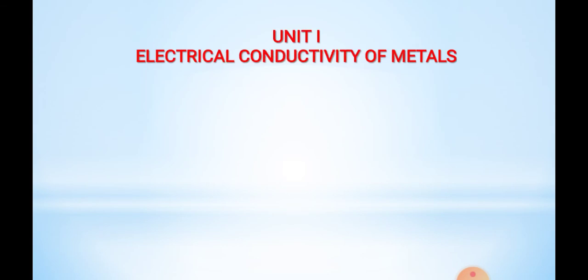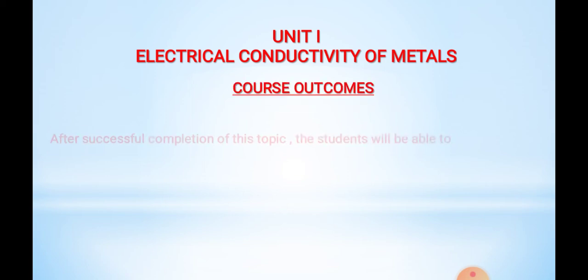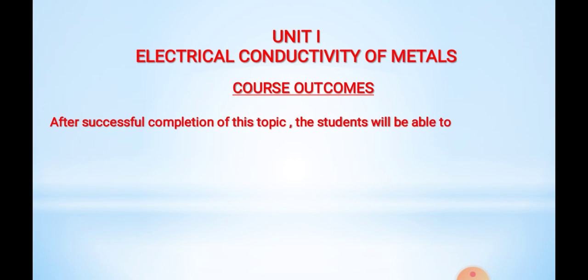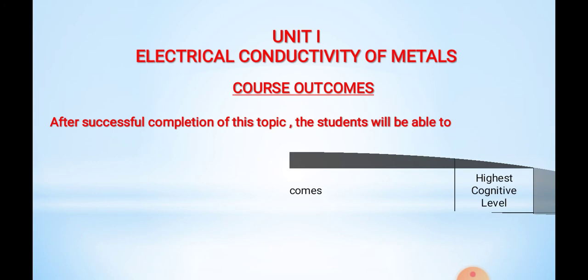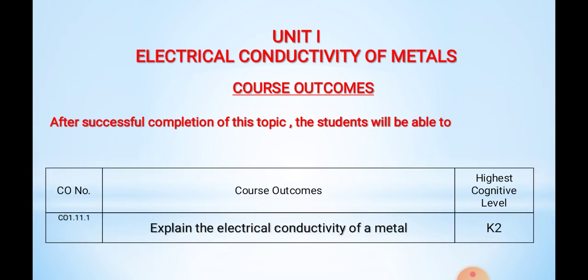Last class we discussed the classical free electron theory in Unit 1. Next, in this video lecture, I am going to discuss the electrical conductivity of metals. The course outcome of this topic is that after successful completion, the students will be able to explain the electrical conductivity of a metal. So we can move on to the topic.